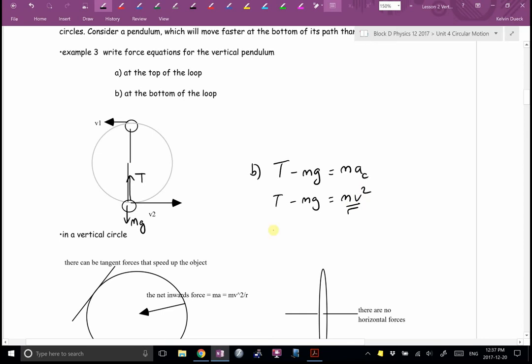Or tension minus mg equals m 4 pi squared r over t squared. Problem. Those two t's are not the same thing. So what do I do if this situation ever arises? Everybody look up for a second. I write this and then I go, I'm going to confuse those t's. Keep looking up. I do this.